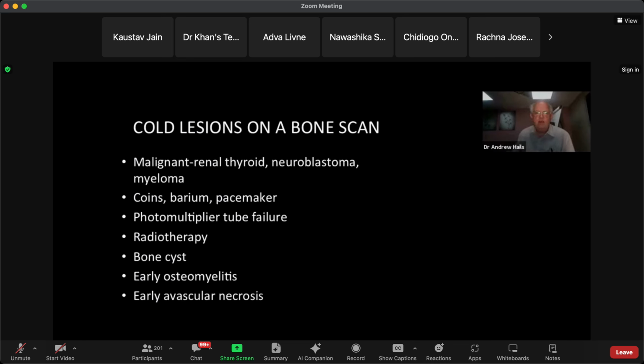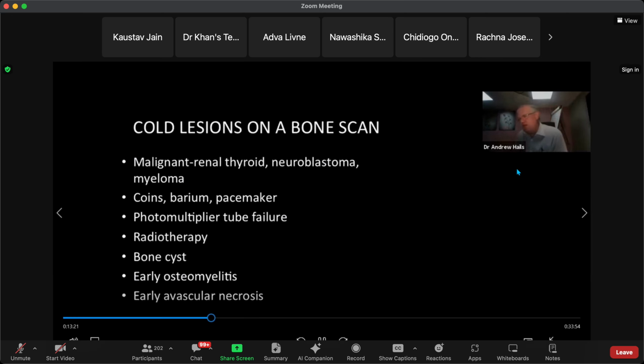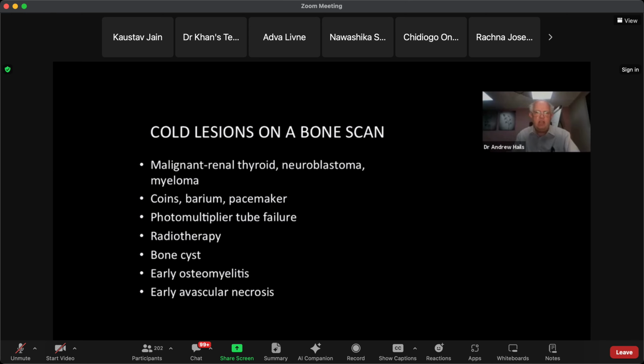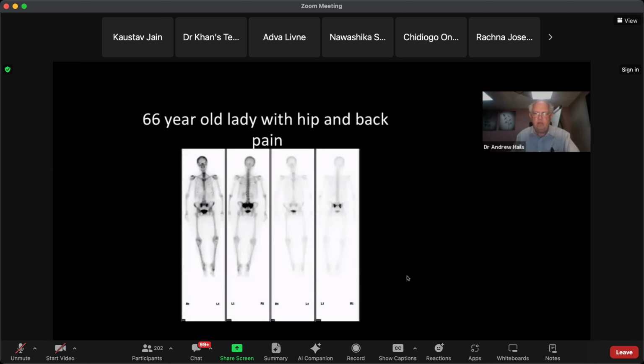So I've got something popping up. Cold lesions on the bone scan can be quite a problem. They're much harder to see. Obviously, objects in the pockets and so on. Photomultiplier tube failure, which will tend to produce a sort of circular defect. Radiotherapies we had earlier on. Bone cysts. But malignancies, where you get a lytic area like renal, thyroid, these may also show as cold lesions. Yeah, so these are the cold lesions on a bone scan.